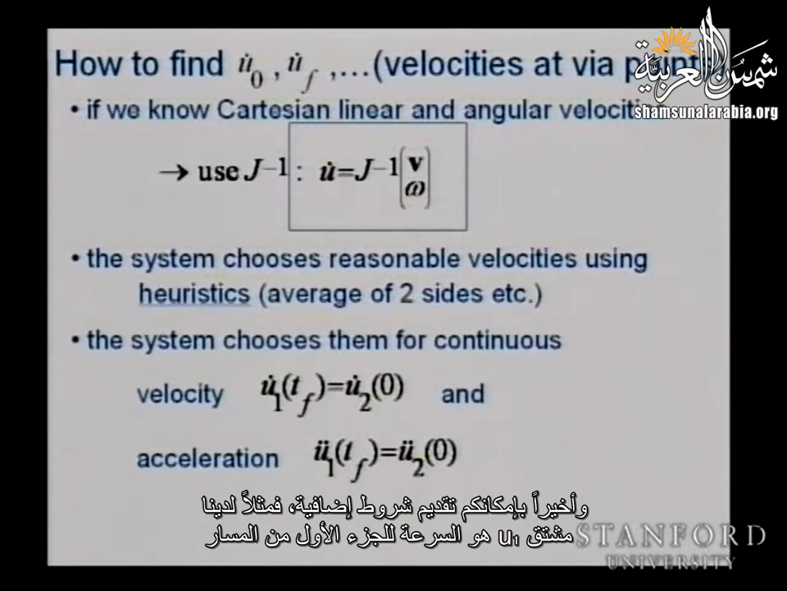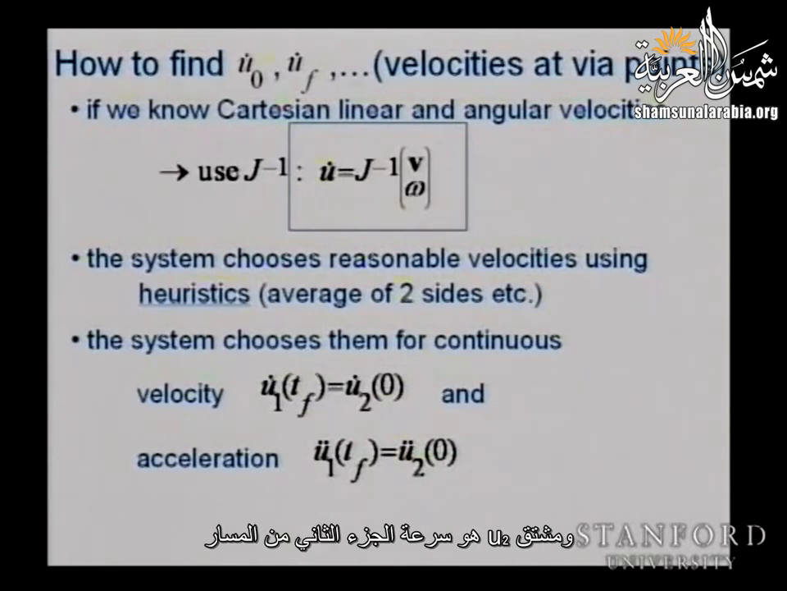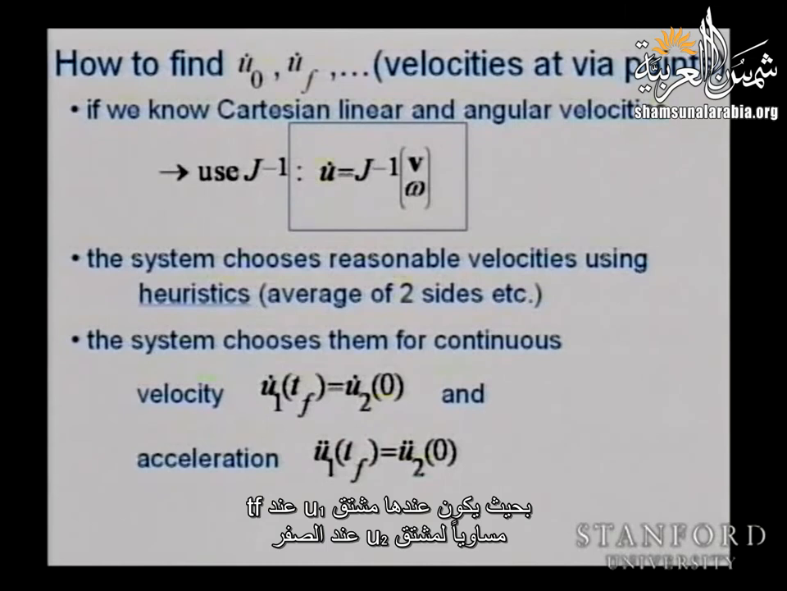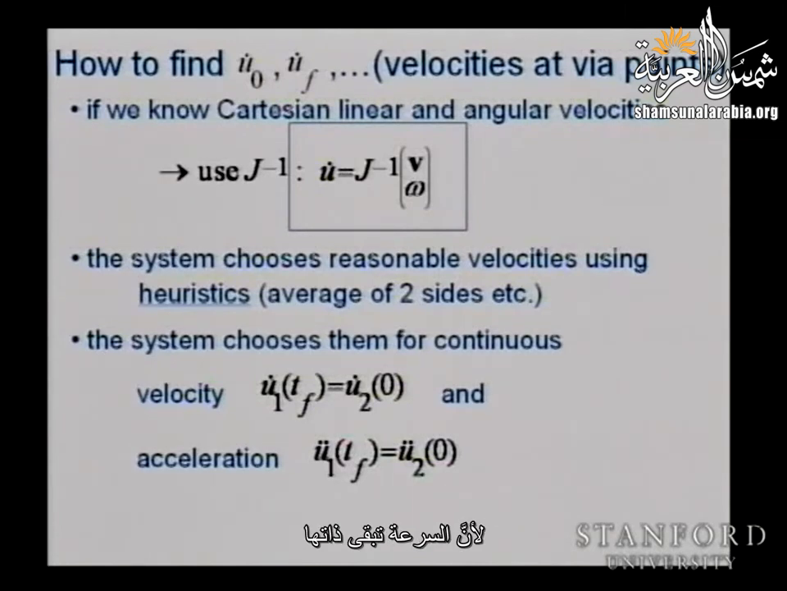And then finally, you can actually introduce additional constraints. So for example, U1 dot is the velocity for the first segment. U2 dot is the velocity for the second segment. So we want to make sure that at the via point where the two segments meet, we have continuous velocity. So then U1 dot at t sub f will be U2 dot at 0, right? Because it's the same velocity. And we probably want the same acceleration as well. So here the second derivative comes in as an additional condition, and we add that to the system, okay?